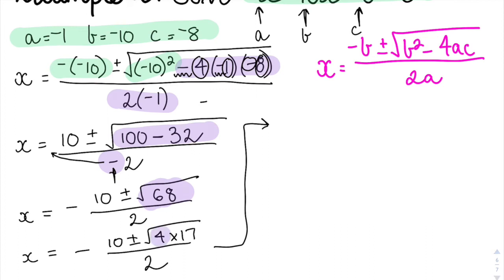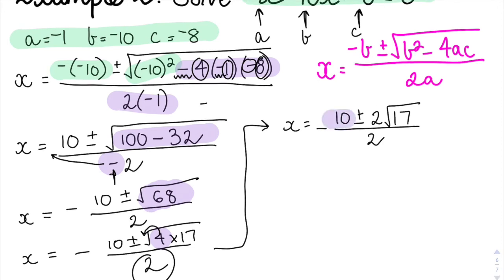Now what we're going to do is pick up this 4 and bring it out the front of our square root sign. So the square root of 4 is 2. So we've got x equals negative 10 plus or minus 2 root 17, as that 4 was brought out the front and became a 2. We'll put that all over our 2, which has been our denominator.